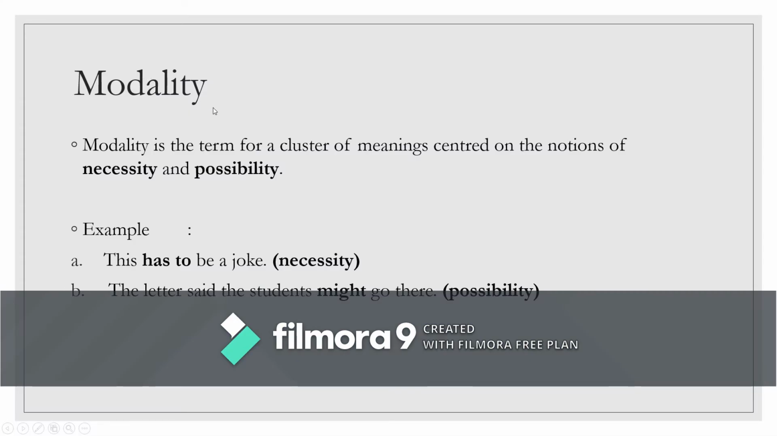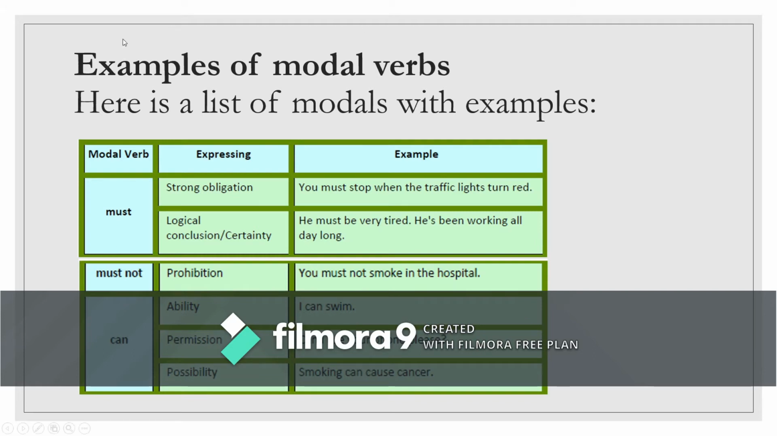Modality is the term for a cluster of meanings centered on the notion of necessity and possibility. So basically, modality is centered on necessity and possibility. Let's take a look at the example. The first sentence conveys necessity, and the second sentence conveys possibility. Let's move to the next slide. And here is a list of modals with examples.